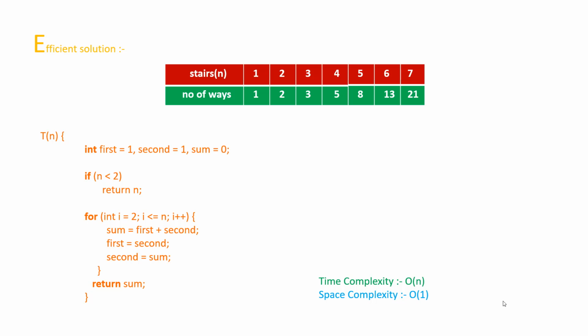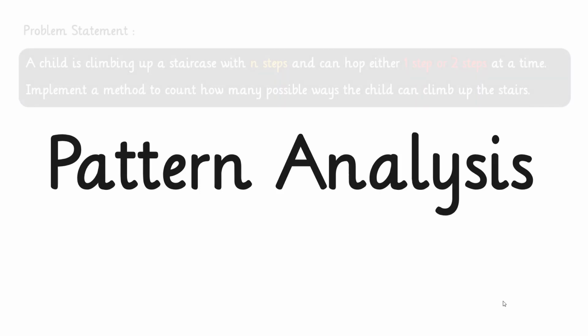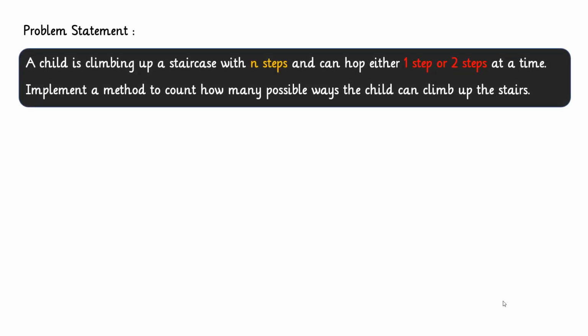So now you know all the steps to solve this problem, along with the complexity analysis. Let's do some pattern analysis now, guys. This is the problem statement on which we are working. We want to reach the nth step, and we can hop either one step or two steps at a time. And the recurrence relation which we got was something similar to this.